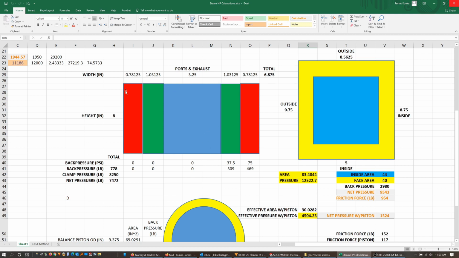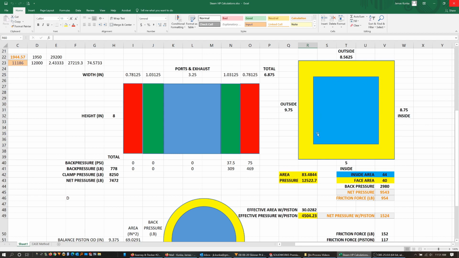And so I started looking at all of the areas of the exhaust ports, the exhaust port being in blue, the intake ports being in red, and then here's all of their dimensions, 8 inches high by this wide, until I realized that really none of this matters. Yes, the exhaust is at 0 pressure, but what really determines the clamping force of the slide valve is the area of the slide valve itself. So when you look at that, the slide valve is 9 3/4 by 8 9/16, and then it has a cutout in the center that's 8.75 by 5.